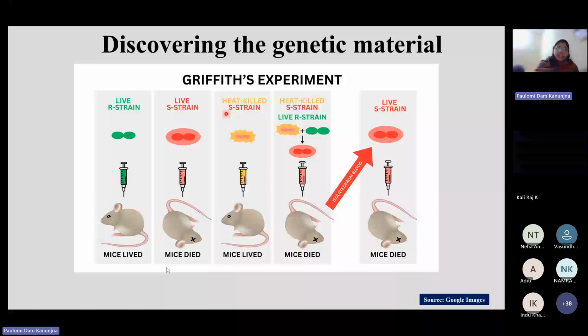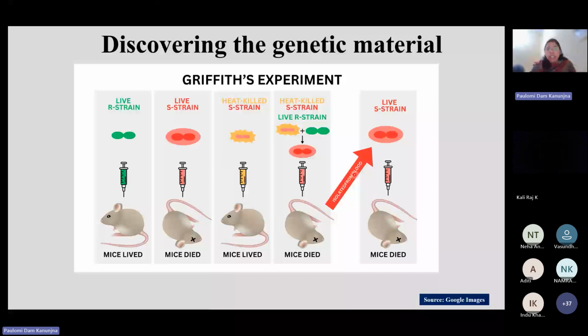In the next one, as you can see here, he injected heat-killed S strain. He basically heated the cells and then injected these bacteria, and the mice lived. Understandably so: you killed the cells, you heated them, and something happened to the S strain and they could not kill the mice anymore, right? Now, the next one is the most interesting.